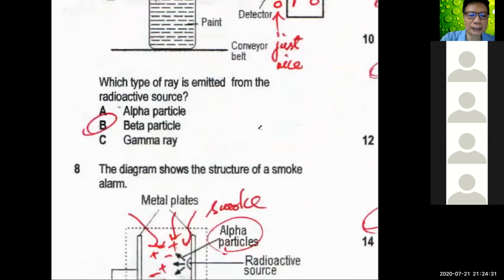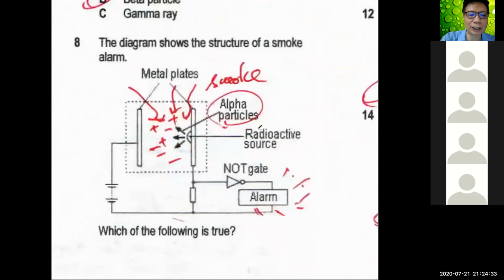Number 8. Smoke detector. This one also we have discussed already. Which of the following is true? I explain one more time the smoke detector. So in the smoke detector here you have an alpha particle. Put alpha here. So the alpha will ionize the air molecules, producing positive and negative ions.